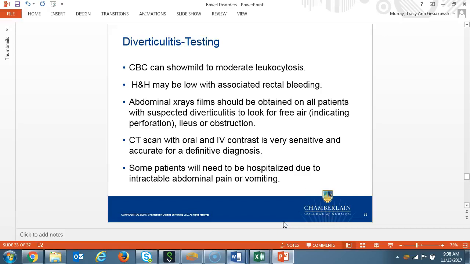Diverticulitis can often be diagnosed clinically, but a CT scan with oral and IV contrast is very sensitive and accurate for a definitive diagnosis. In other words, if the patient presents with a clinical picture of diverticulitis, get an abdominal X-ray to rule out perforation or obstruction and treat empirically. Do not delay treatment to wait for CT confirmation. Some patients will need to be hospitalized due to intractable abdominal pain or vomiting and hypovolemia.